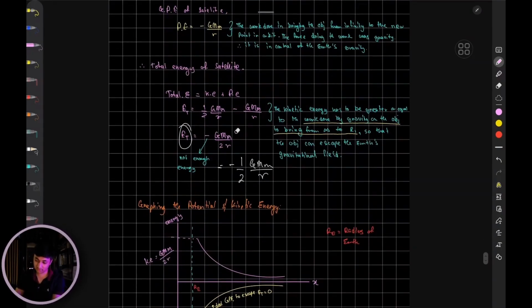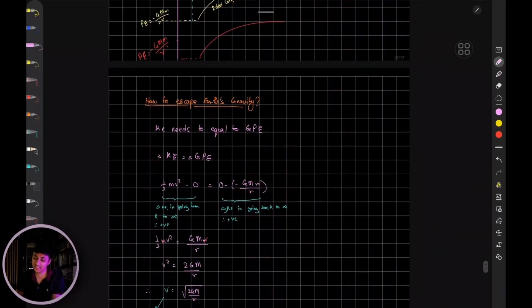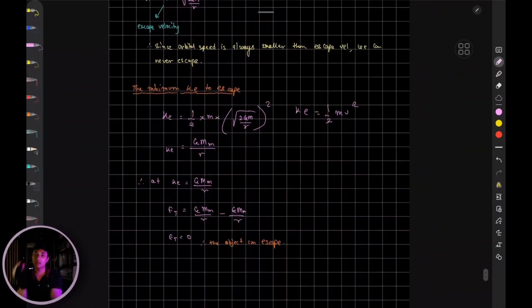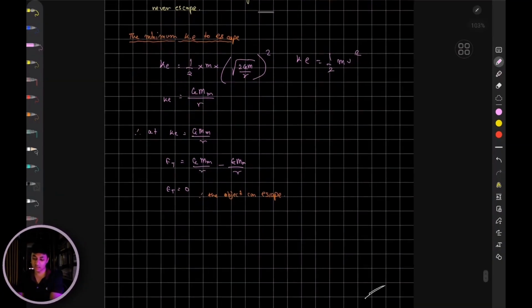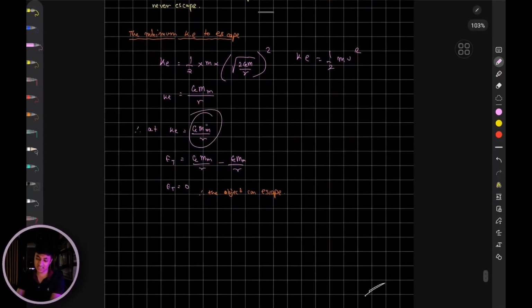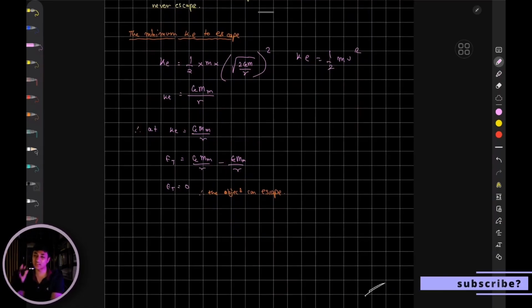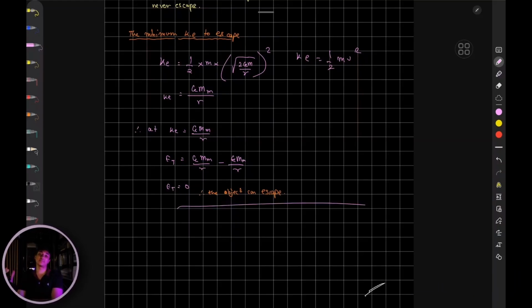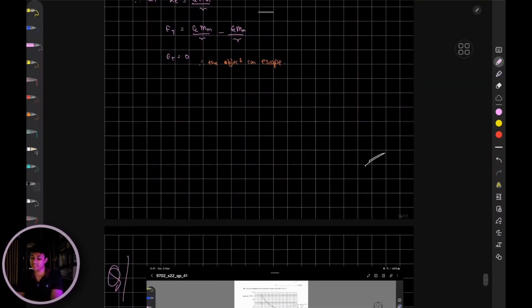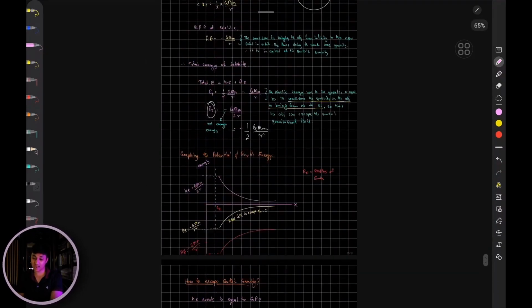Right, towards the beginning over here, if the KE was exactly the same as the gravitational potential energy, it would be able to escape, right? Therefore, if your KE is GMm by r, that is exactly equal to the gravitational potential energy, the object can finally escape, right?